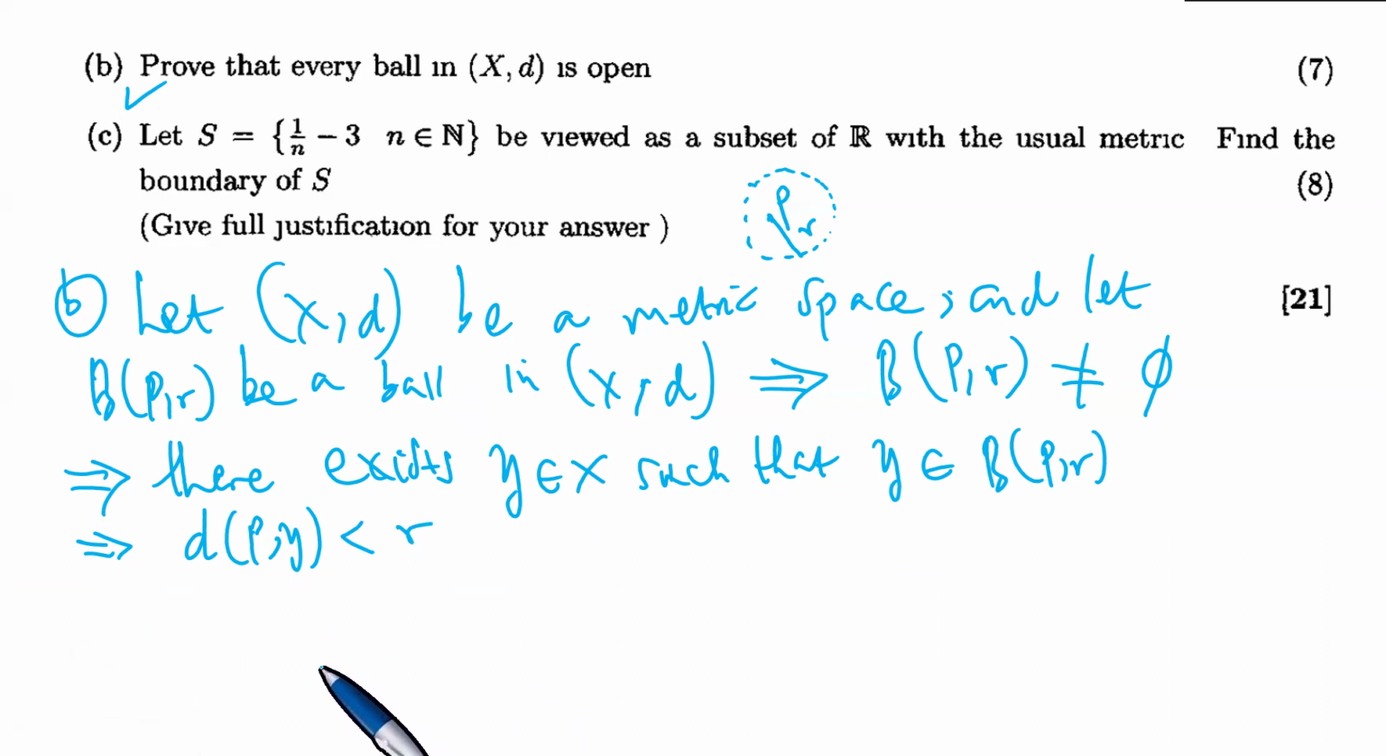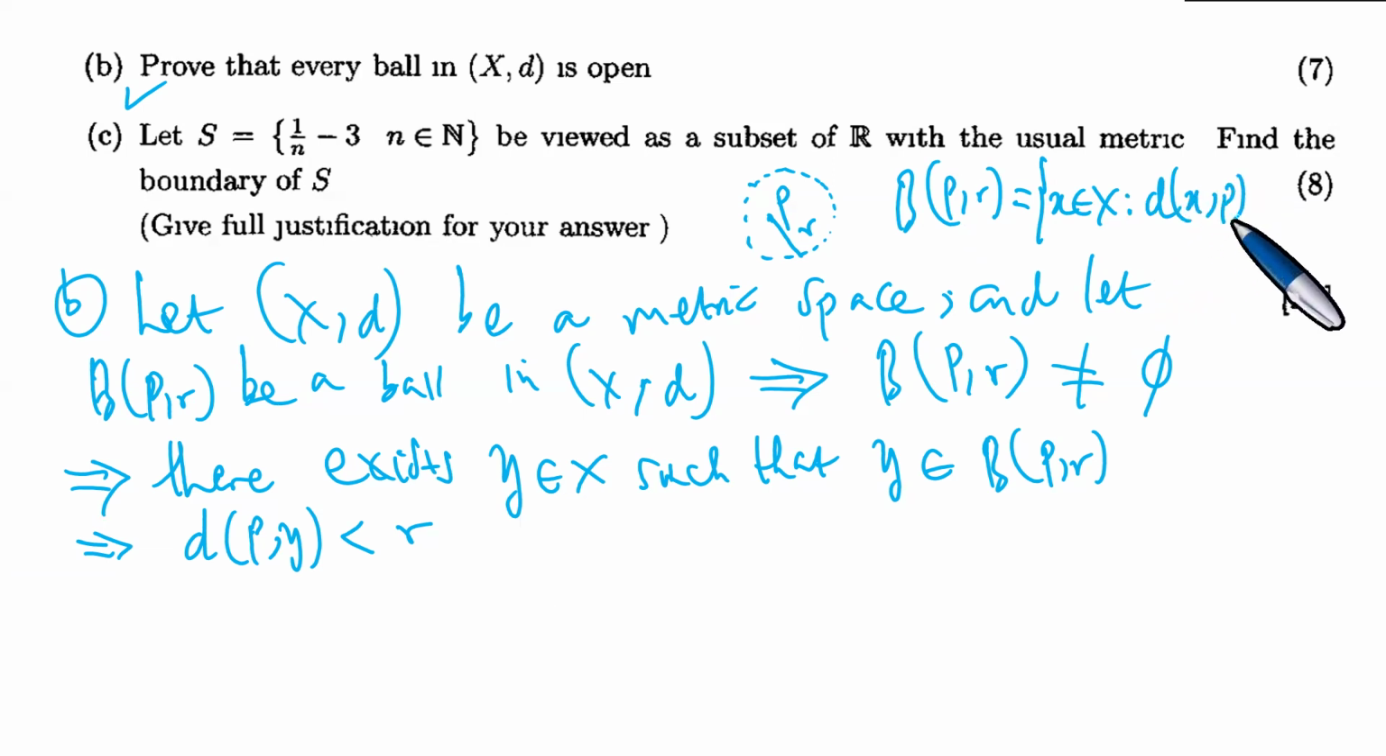What guarantees that this distance is smaller than r? Well, because of the property of the ball. How do you define the ball? We defined the ball like before: of center p, radius r, it contains an x in X such that the distance between x and p is smaller than r.